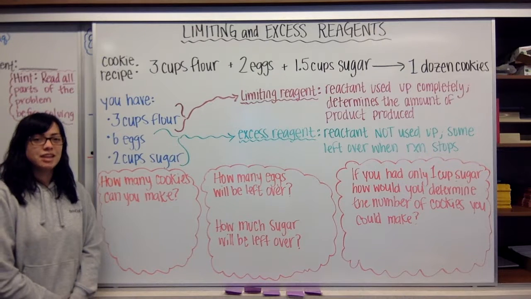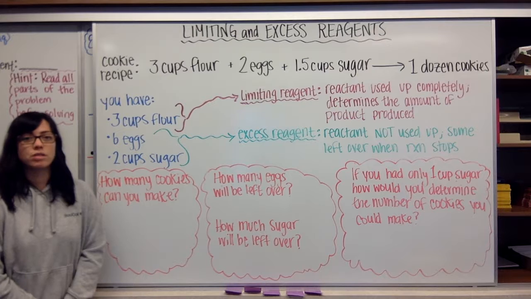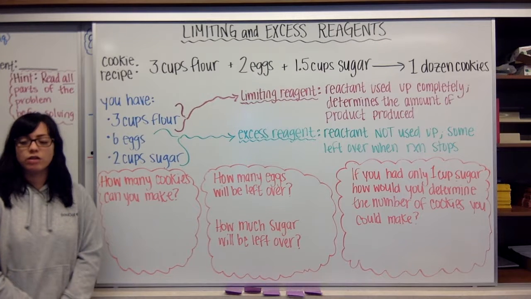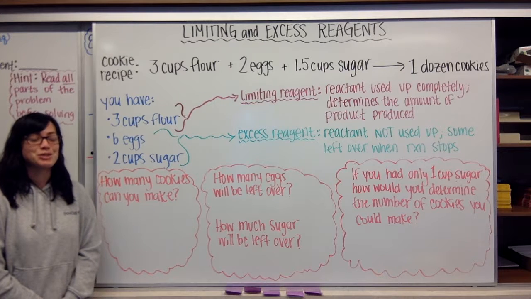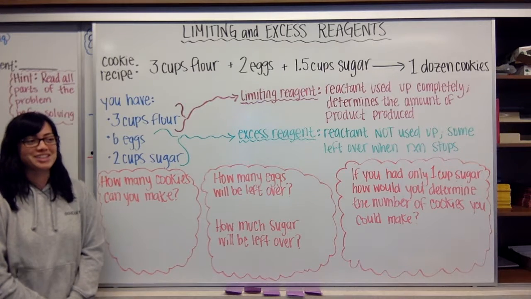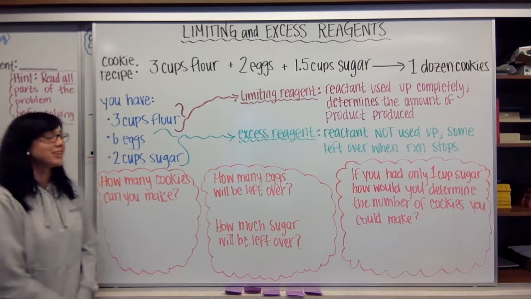Hi guys! Today we're going to be continuing our unit on stoichiometry, and we're going to be talking about limiting and excess reagents and how to calculate those. So to introduce that topic, I'm just going to use an example again of baking cookies. We like cookies, and we know you guys like cookies.